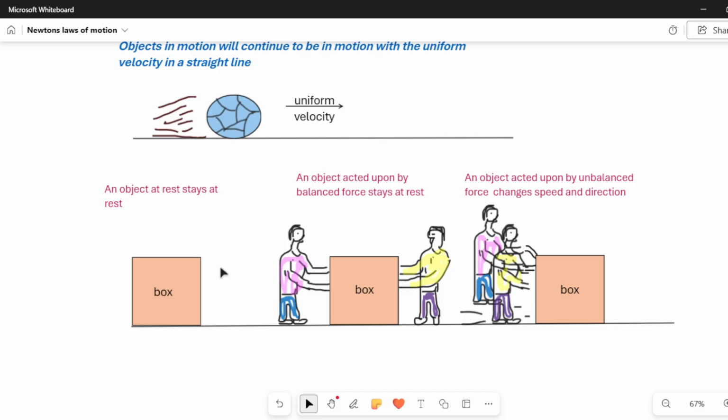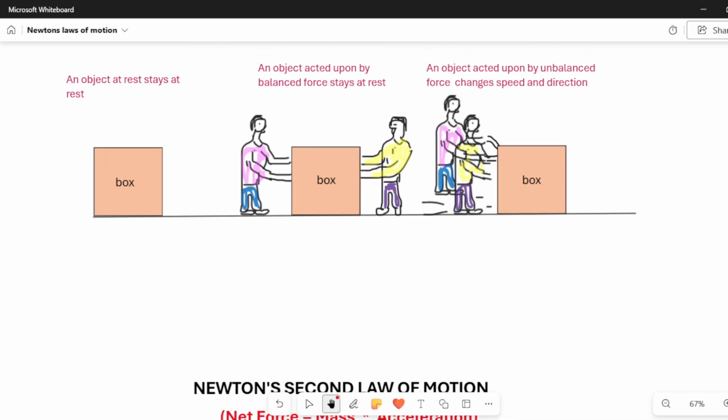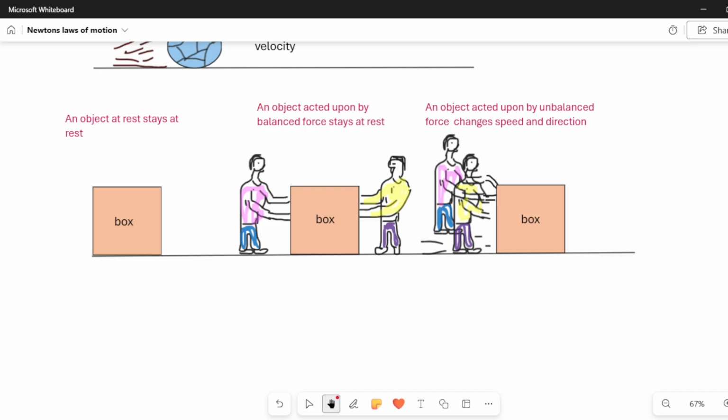It will continue to stay in that same state, the natural state. If it was at rest, it will continue to be at rest. If it was moving, it will continuously move with the same speed and direction in a straight line. So this gives you an idea of Newton's first law of motion.